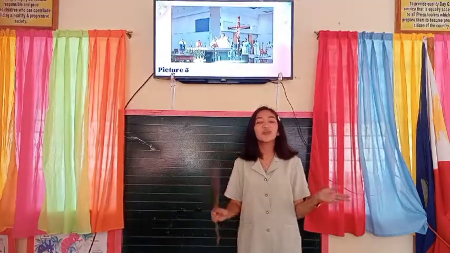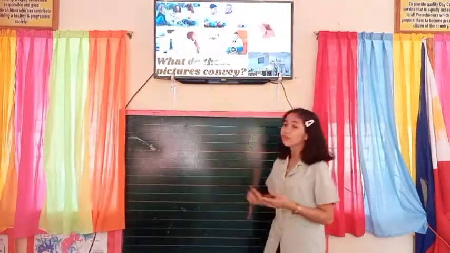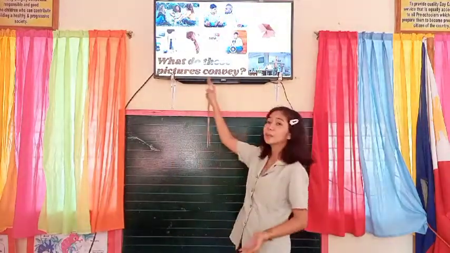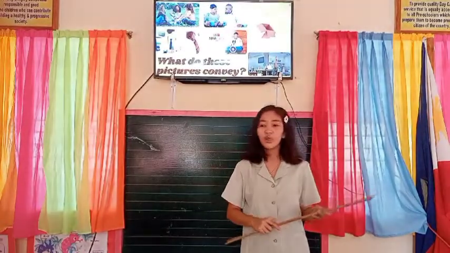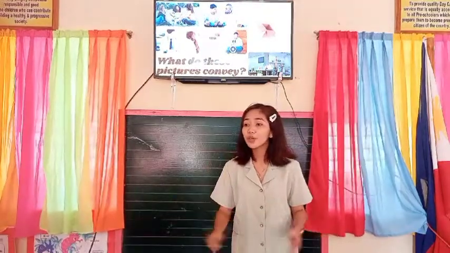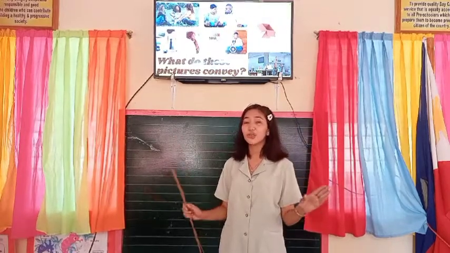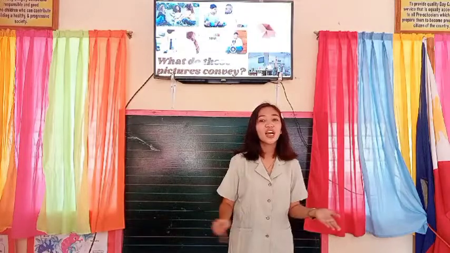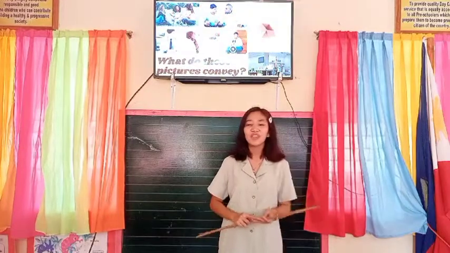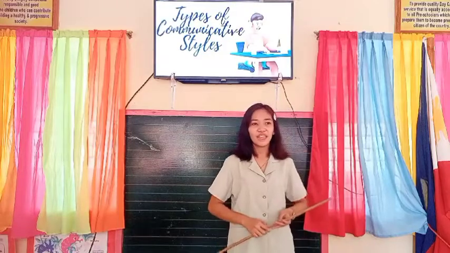So now, class, based on the pictures I have presented to you, what do you think these pictures convey? What can you see on the picture? What did you observe based on the pictures? All the pictures, 5 pictures I have presented to you. Okay, yes, Paul? They are associated with or they are about communication. Exactly. So, based on the pictures I have presented to you, class, you have noticed that they are associated with communication. Okay, so our topic this morning, class, is the different types of communicative styles.